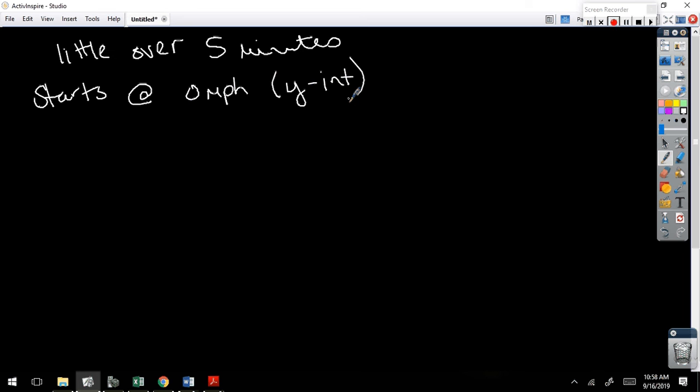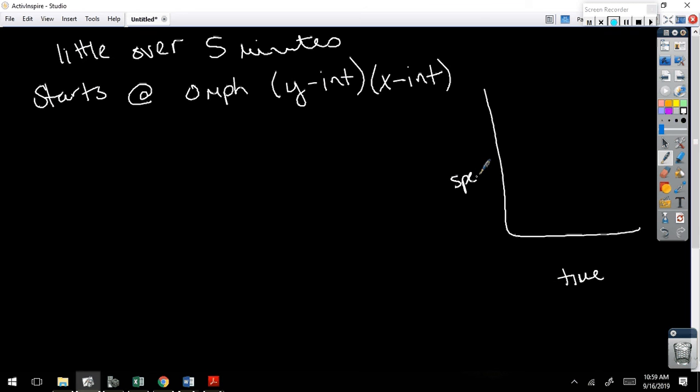If we're plotting time and speed, we're going to look at how fast he goes over a period of time. Then this is not just the y-intercept, it's also the x-intercept, because he starts at 0 miles per hour at time zero, right? All right, next thing. The function is nonlinear. That's going to be pretty obvious, but okay. He's not going to just keep going forever increasing.